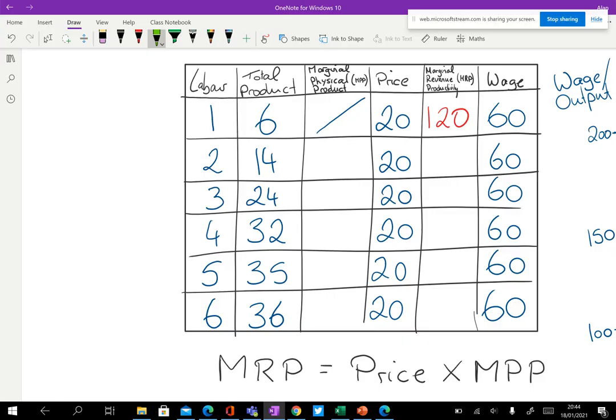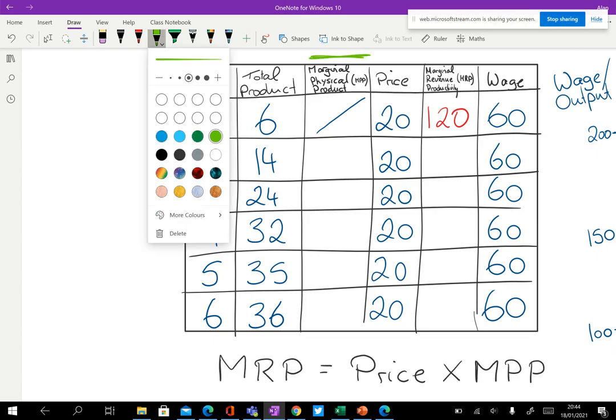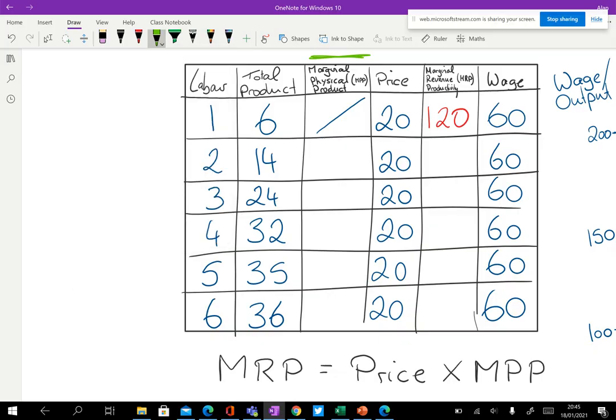Okay, we're back. So what we're looking at here, first of all, is marginal physical product. The marginal physical product is the amount of stuff that I have made that one extra worker has brought in. So for the first one here, one worker, we never start off with that. The second worker, how much have they brought in? How much have they increased output by? And we can see here the difference between 6 and 14 is 8. The difference here is 10. The difference here is 8. The difference here is 3. The difference here is 1.